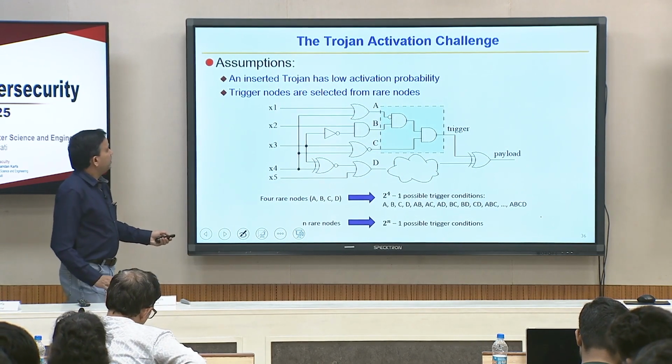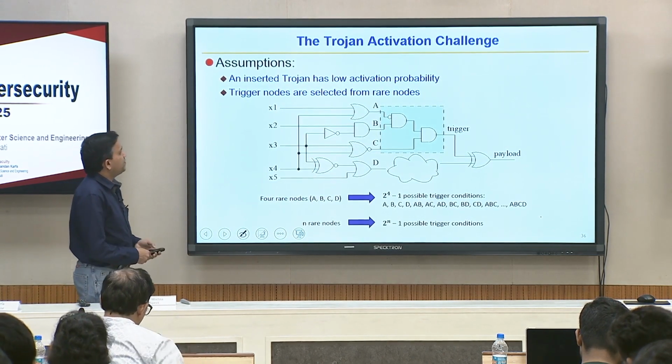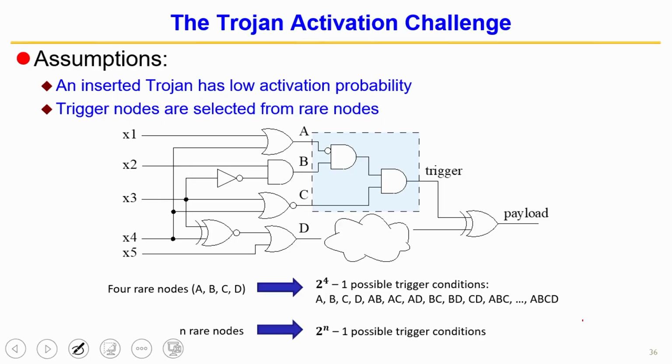So, again, the assumption for Trojan activation is basically that the Trojan is activated with lower probability and triggers are selected from rare nodes. With that assumption we will proceed. If things change, the story will not change. So, here is a trigger that used A, B, C, but you do not know whether it used A, B, C or not.